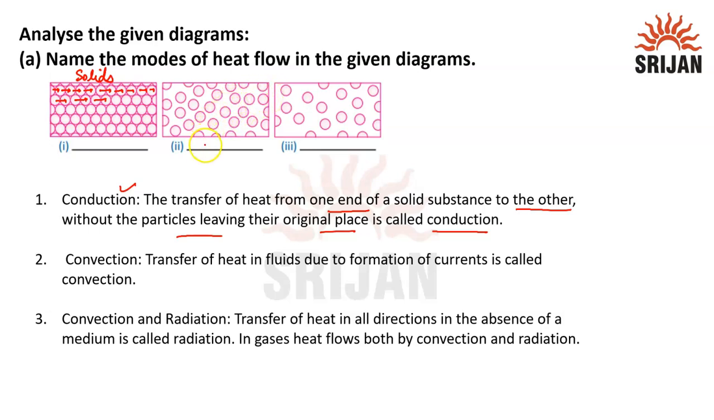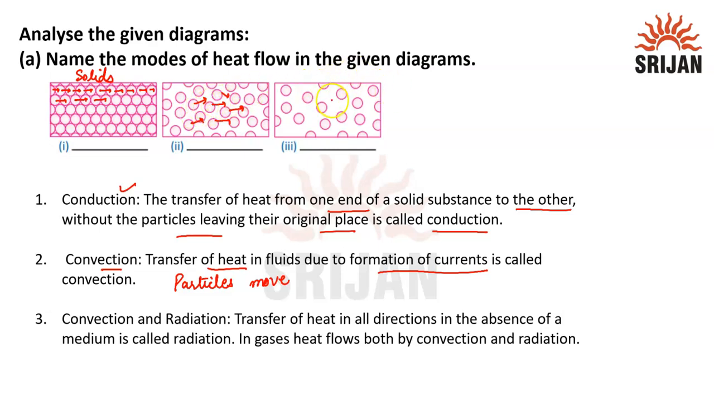Next, in the second case, we can see particles are far away from each other. So it can be the case of liquids, which are fluids. In the case of liquids, the heat flow takes place by convection. Convection means transfer of heat in fluids due to the formation of currents. Here the heat transfer actually takes place because the particles move. Here we have some interparticle spaces. So the particles move from their position and there will be a formation of currents, and this is how the heat transfer would take place in the case of liquids.